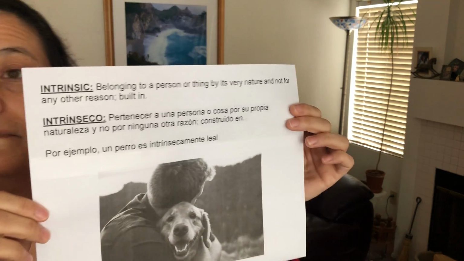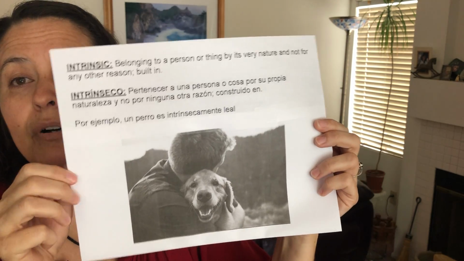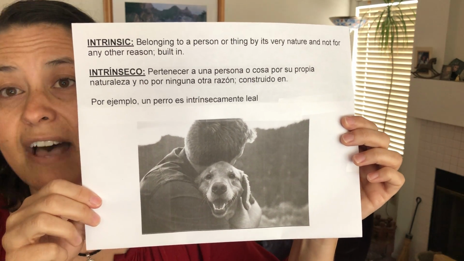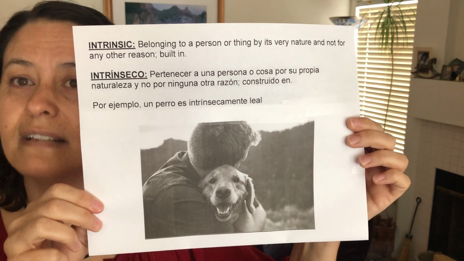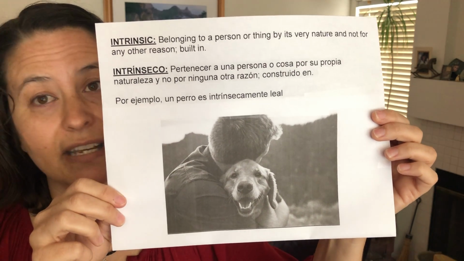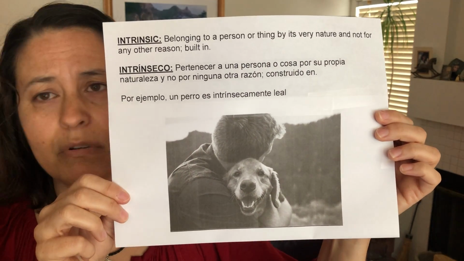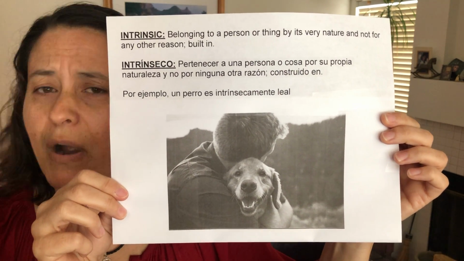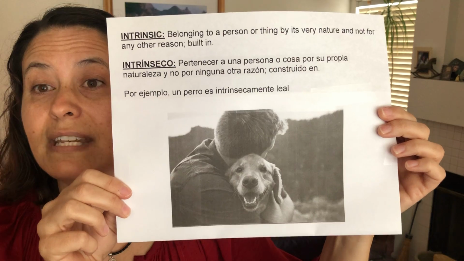It's built in. So, for example, dogs are intrinsically loyal. Our dogs love us and they are loyal to us because that is part of who they are. Even though they love to get treats and cuddles, they would be loyal to us even if they didn't get those things because it's part of their nature. Loyalty is intrinsic to them.